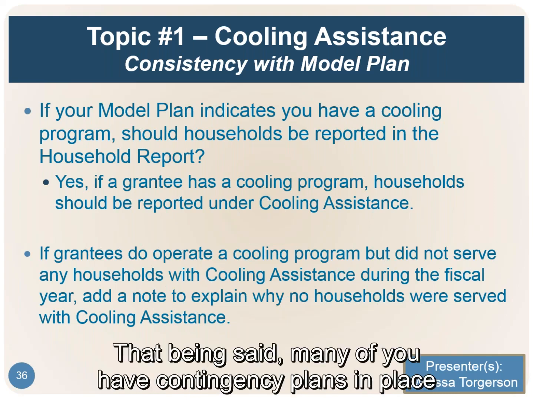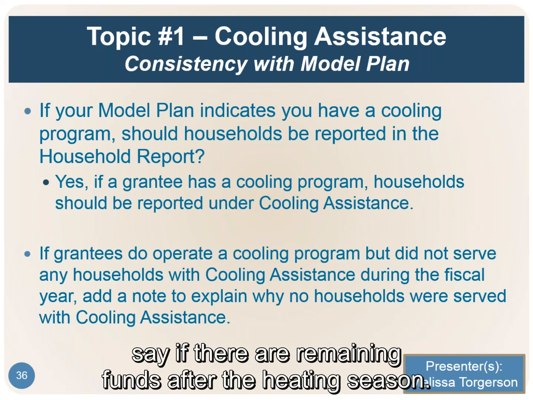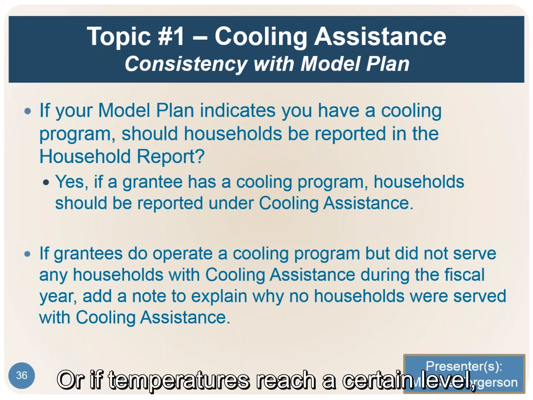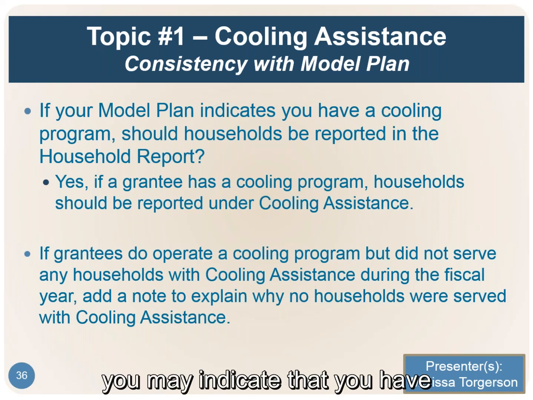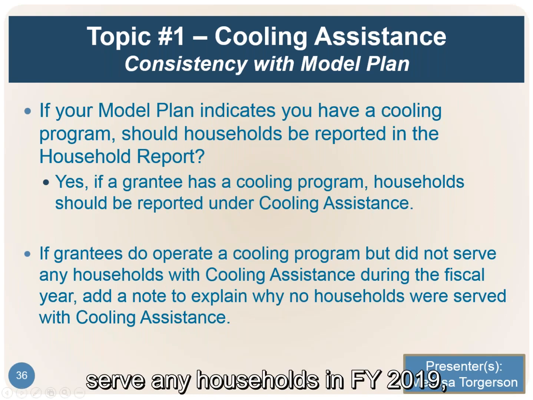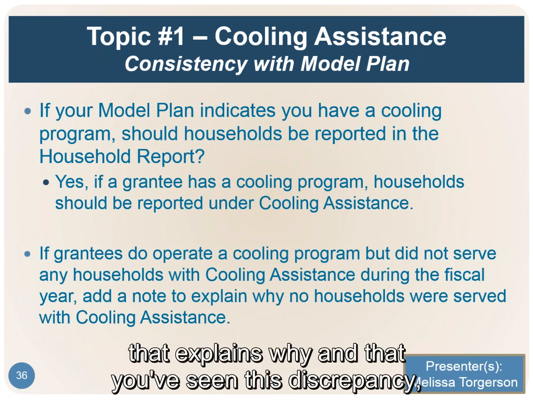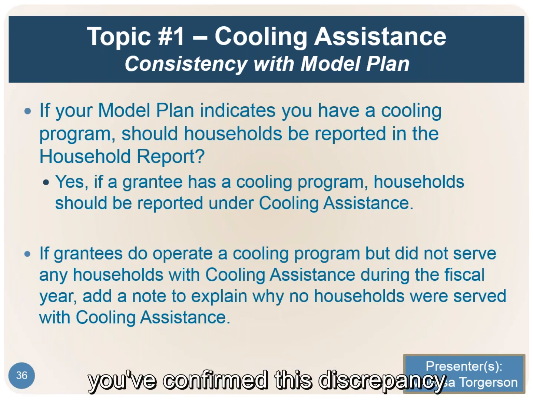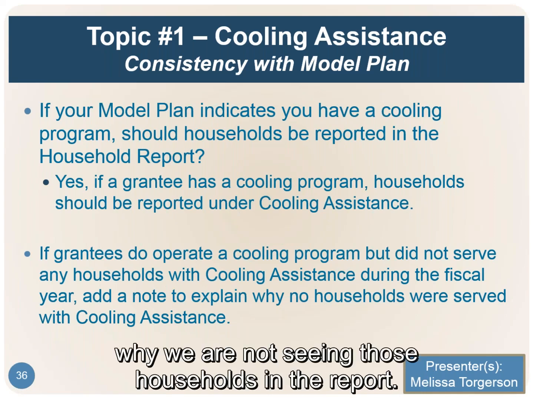That being said, many of you have contingency plans in place, so you only run cooling programs, say, if there are remaining funds after the heating season, or if temperatures reach a certain level, or whatever it might be. You may indicate that you have a cooling program in your model plan, but for whatever reason, you didn't serve any households in FY 2019. We would want to see a note that explains why, and that you've seen this discrepancy, you've confirmed this discrepancy, and that you've explained why we're not seeing those households in the report.